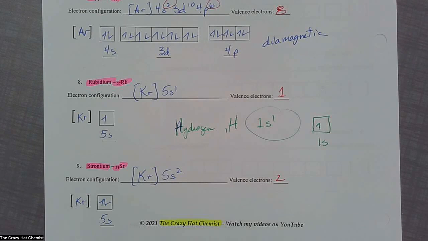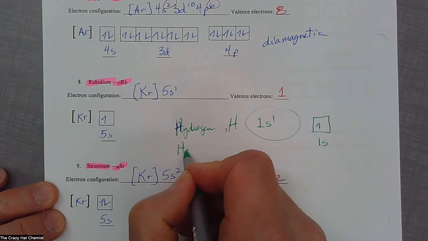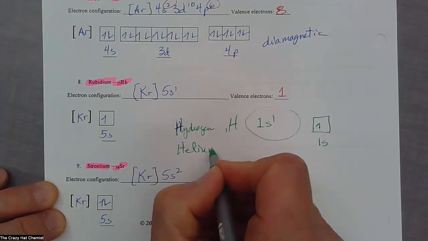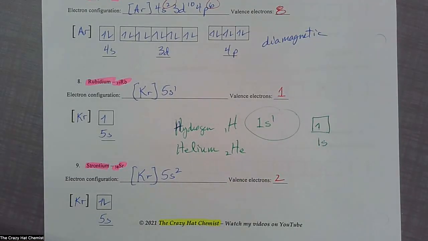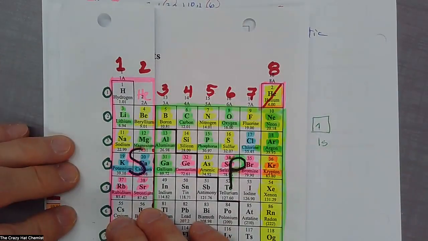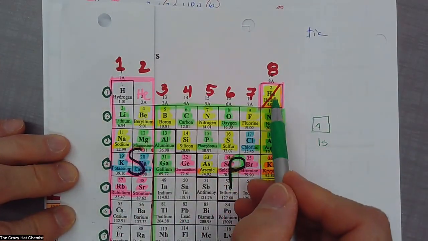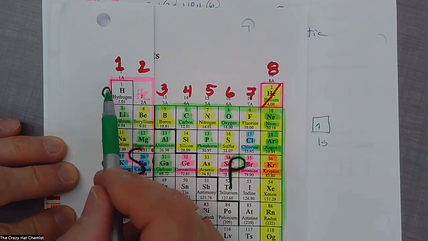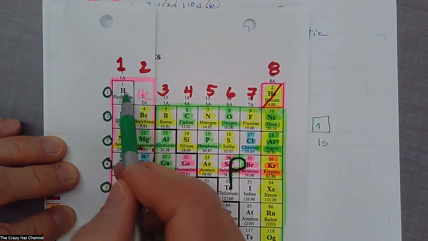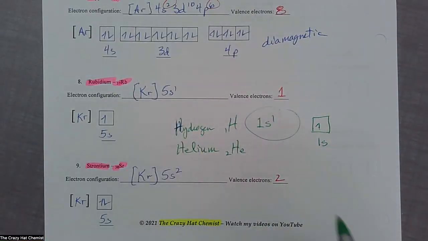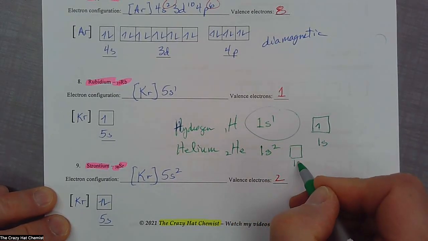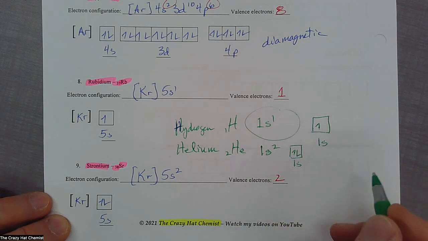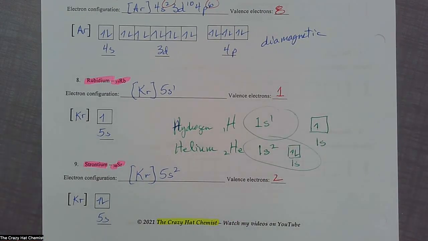Then we're going to do one more here, and that's helium. That's He, element number 2. So let's do that one real quick. There is helium, element number 2, and that is going to be 1s2, and its orbital box diagram: 1s is an up and a down. That's it for helium.